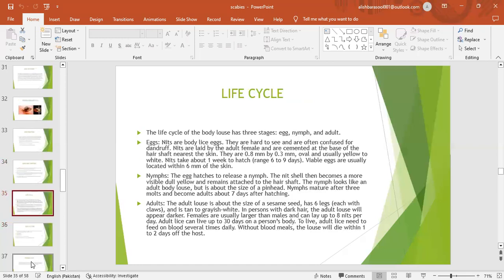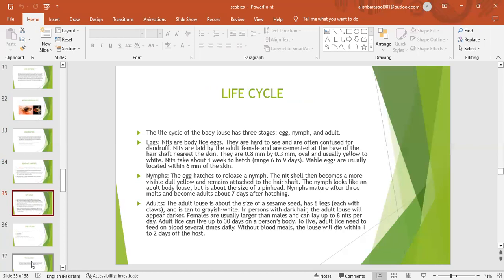The life cycle of the body louse has three stages: egg, nymph, and adult. Eggs, or nits, are body lice eggs. They are hard to see and are often confused for dandruff. Nits are laid by the adult female and are cemented at the base of the hair shaft nearest the skin. They are 0.8 millimeter by 0.3 millimeter, oval, and usually yellow to white. Nits take about 1 week to hatch. Viable eggs are usually located within 6 millimeters of the skin. Nymph: the egg hatches to release a nymph.